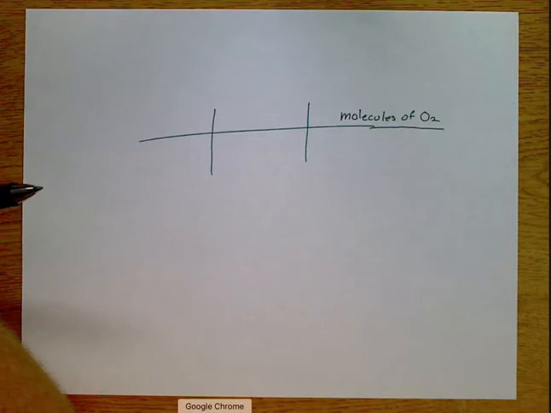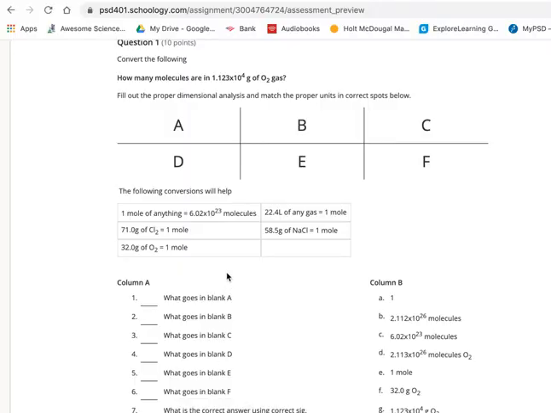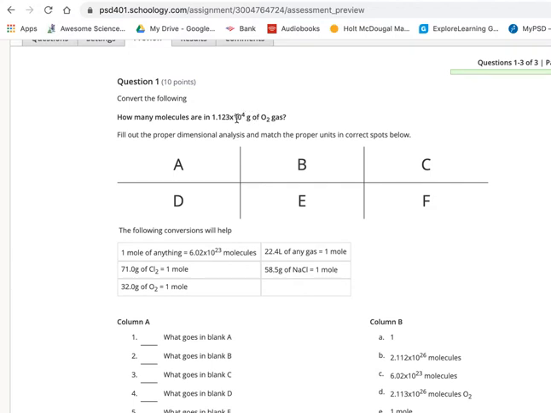All right, so now where do I start? If I look at how many molecules are in 1.12, I get this measured unit. That's where I'm going to start. That's the amount that I know that I want to convert to molecules of O2 gas. So you always start with the amount that you are given, which is a known quantity. Let me write this down before I lose the view: 1.123 times 10 to the fourth grams of O2.